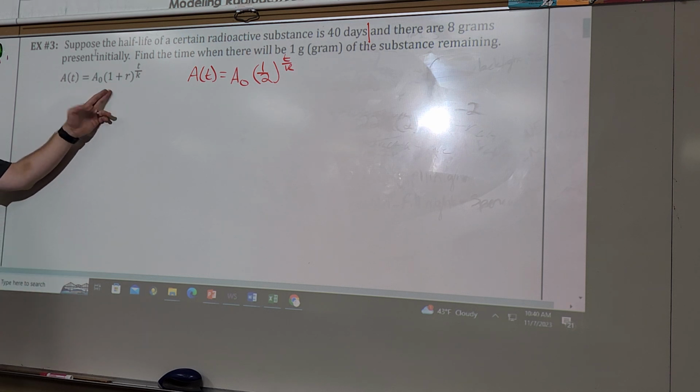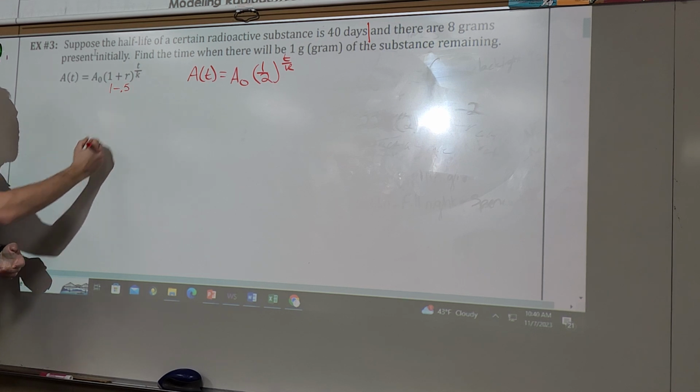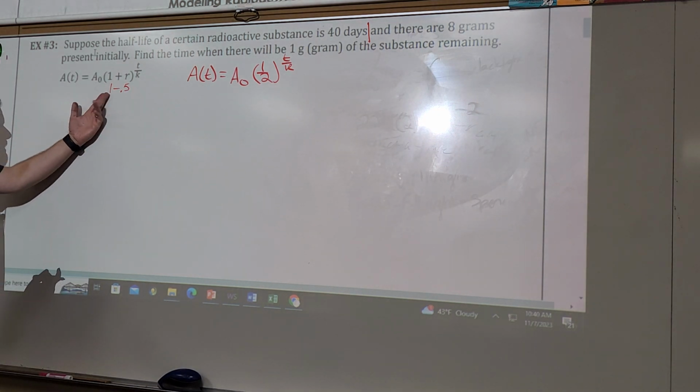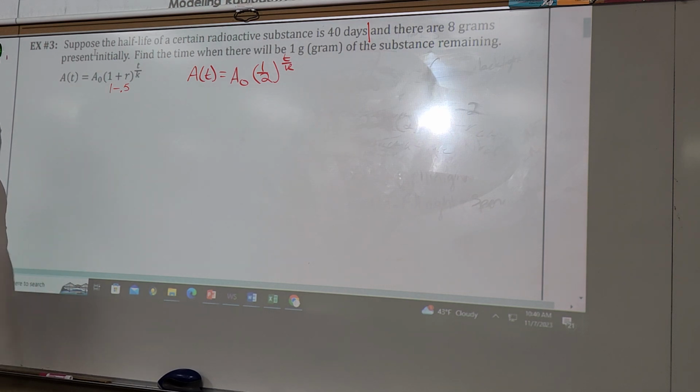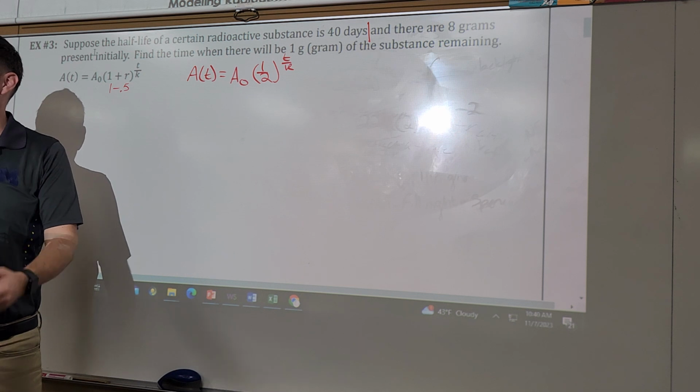Then this? Same thing. What's my rate? It's 1 minus 0.5, right? Because I'm losing half every time. So what's this going to end up being as a half? Half-life, your base is always a half. I don't just know that.